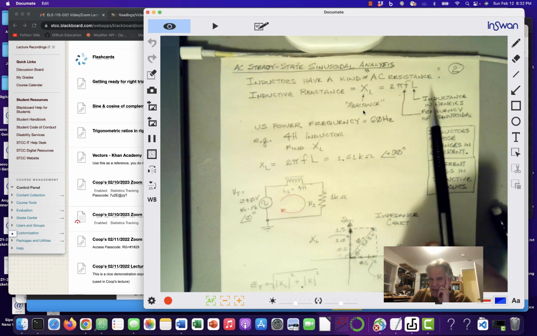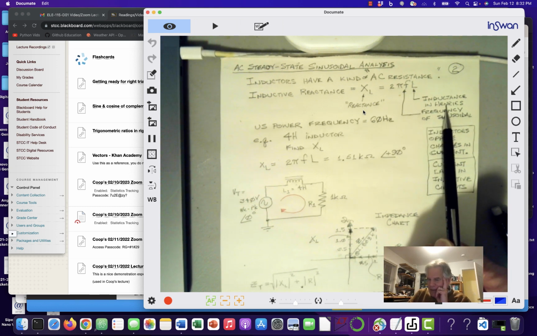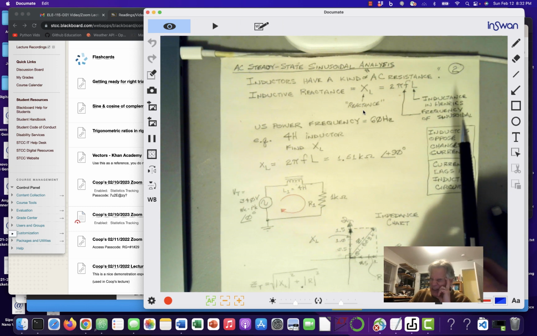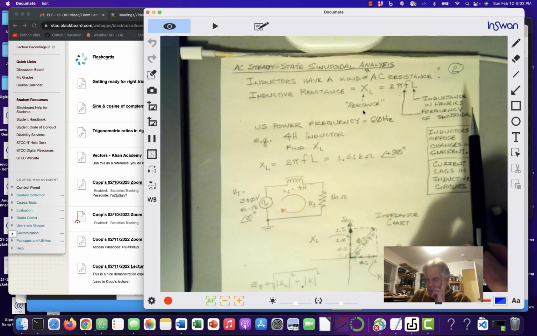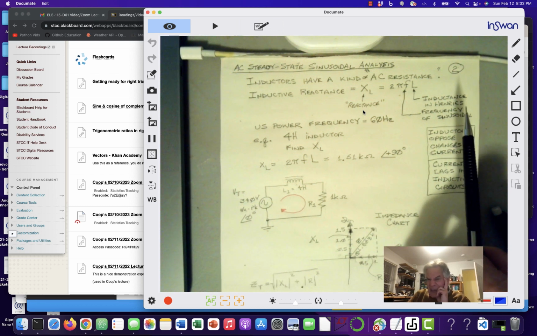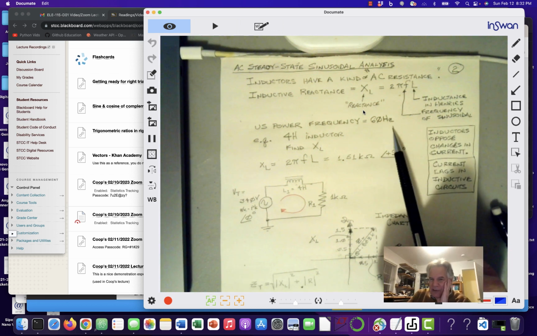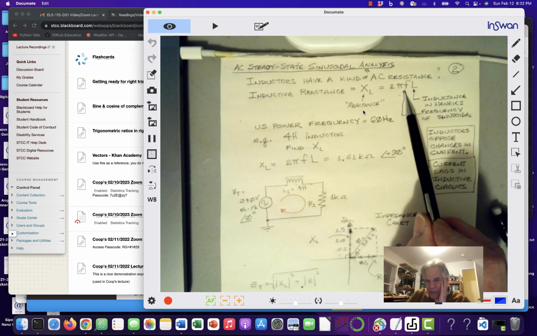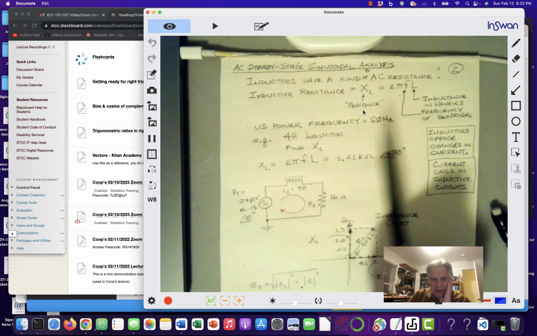The unit of inductance is henries. I don't know if you might see henries in a power supply, but typically it's millihenries, microhenries, nanohenries for high frequency circuits. So here's the frequency of our sinusoid, how many cycles per second, and here's the inductance.